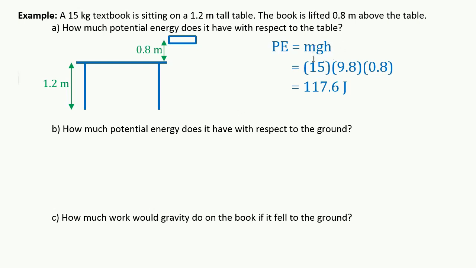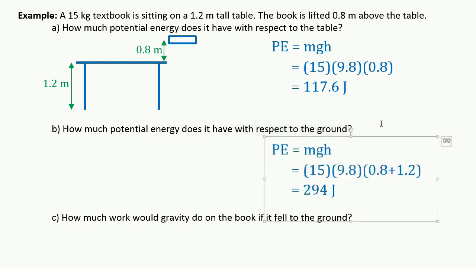So same idea. The book has the same mass. Little g is still the same. We're still on the surface of Earth. But now the height is measured with respect to the ground. So it's this total height from the book to the ground, this 0.8 plus this 1.2, that we're interested in. So there's my 15 as before, there's my 9.8 as before, but now the height I'm measuring from the ground, so it's the 0.8 plus the 1.2. And that gives me 294 joules.